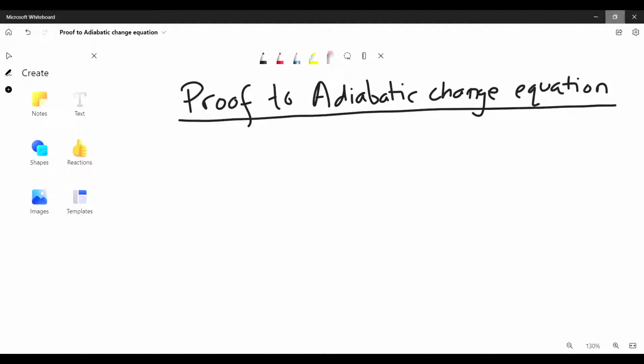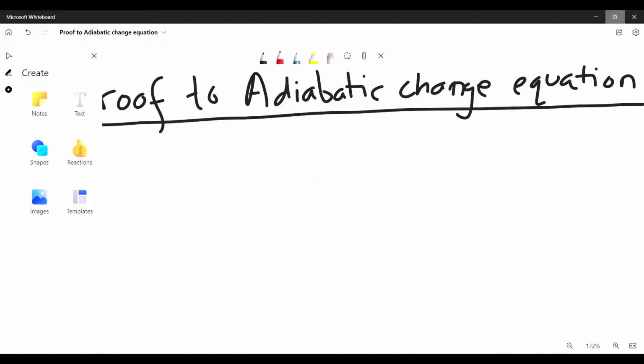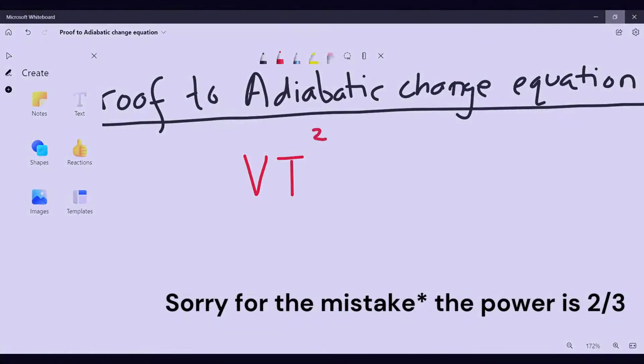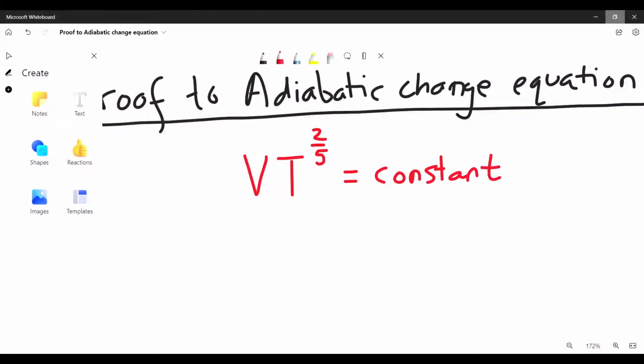So, hi everyone, this is my video to display to you the proof of the adiabatic chain equation, which we learn in Thermodynamics 1. And we know we have this shown to us that for a monoatomic gas, it's a relationship between the volume of the gas and the temperature. So we know this, that we can write it like this: V T to the power 2 over 5 is equal to a constant for a monoatomic gas.